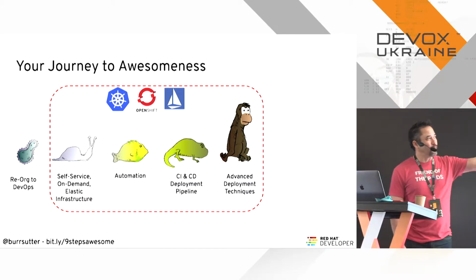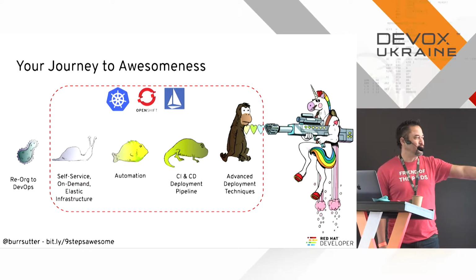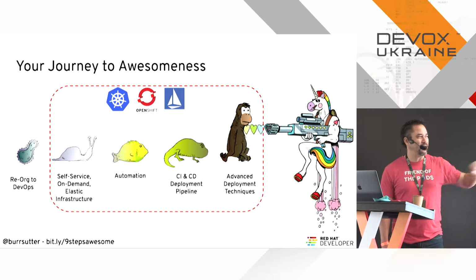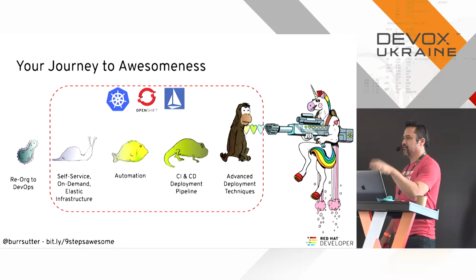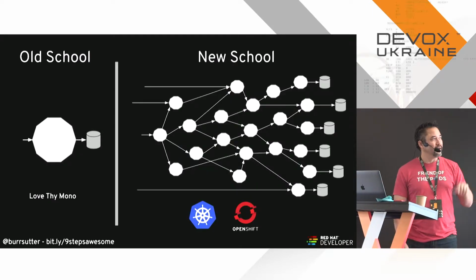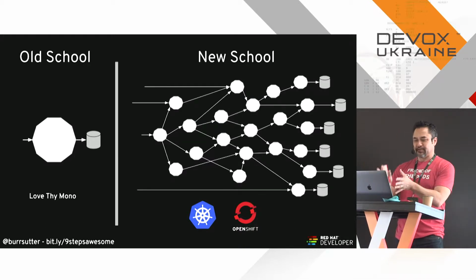But this is where Kubernetes, and at Red Hat we call this thing OpenShift, this is where it fits. Okay, right here in the middle. It helps you deal with this elastic self-service on-demand infrastructure. It helps you deal with a deployment pipeline. It helps you deal with full automation and blue-green deployments, canary deployments, things of that nature. Then you can be like this fellow here. Okay? So that's the journey we're on today.